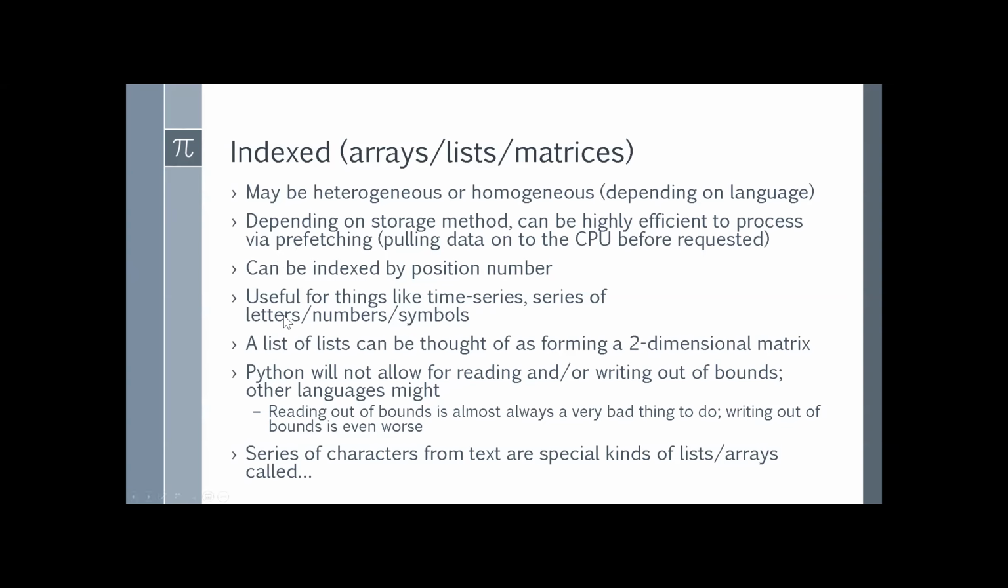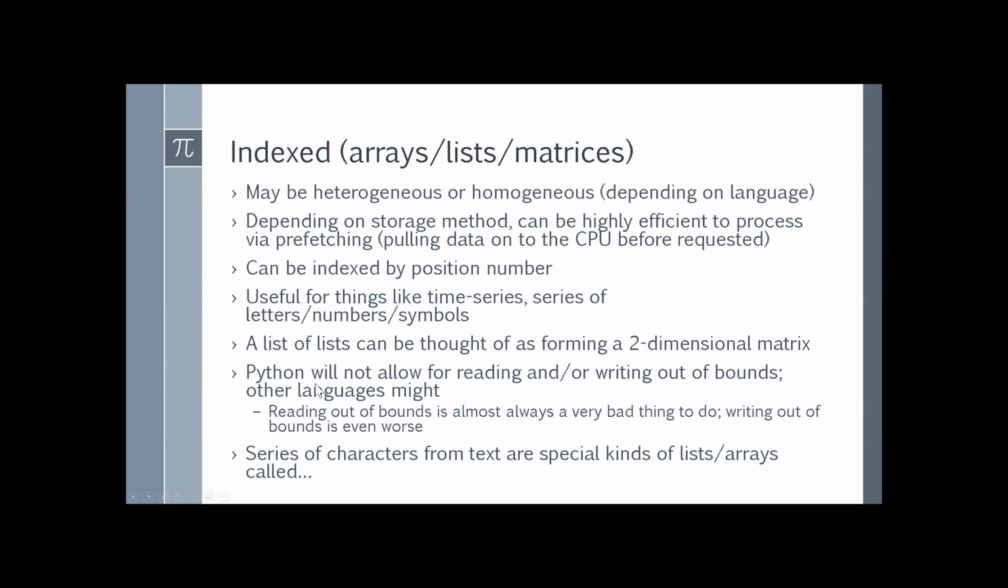And these are useful for things that come in series. For example, a series of letters makes a word, or a series of letters makes a sentence, and that's how you work with this. A series of numbers can make, for example, a time series. So if you're following the value of a stock, and you're taking its value every day or even every hour, you can just build this up into a list. A series of symbols, you can do that. There's various things you can do with that. If you take a list of lists, you form essentially a two-dimensional matrix.